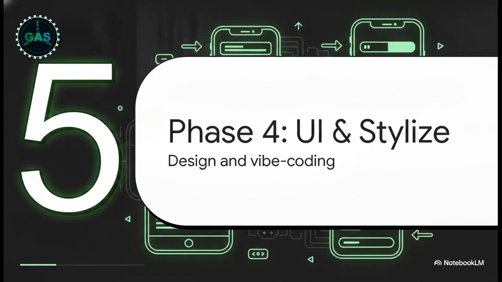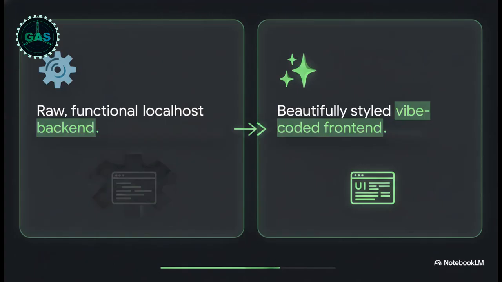Okay, so functionality is great and all, but let's be real. A confused buyer never buys. And that brings us to phase 4, UI and stylize. This is really where the anti-gravity IDE shines. We take our highly functional raw localhost backend and we seamlessly shift gears right into design mode.